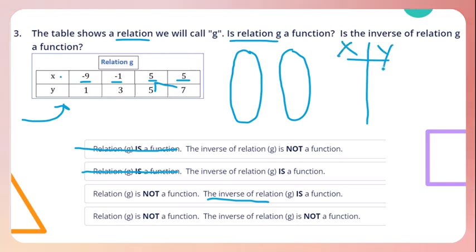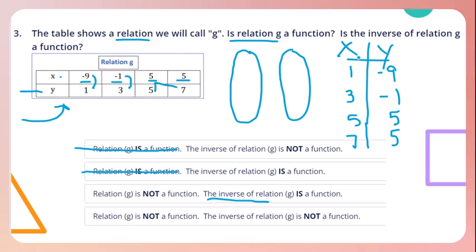So our x's were originally -9, -1, 5, and 5. So let me write it here, -9, -1, 5, and 5. And let's write our x's in place of our y's. So we're going to take our y's. -9 matches with 1. Switch the place of the x and y's. 3 goes with -1. And 5 goes with 5. And 5 goes with 7.